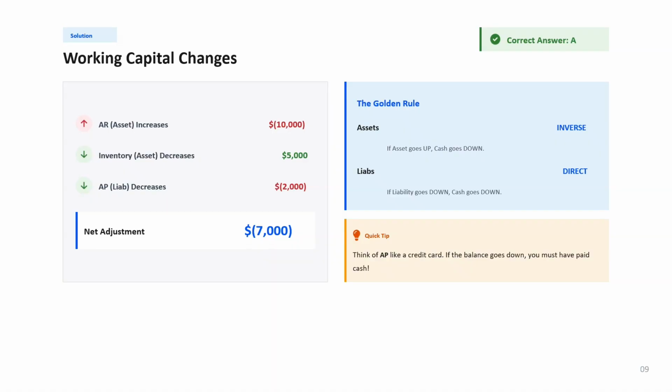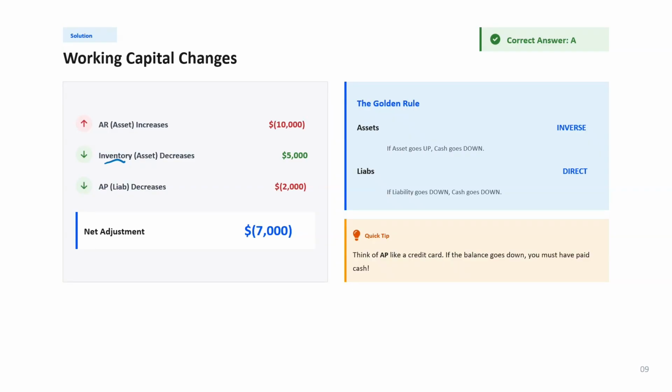The second thing is looking at inventory. Here it tells us the inventory decreased by $5,000. That means we sold more inventory than we purchased, so we freed up cash. There's less inventory right now. We sold it and we got cash for it. So we add that $5,000.